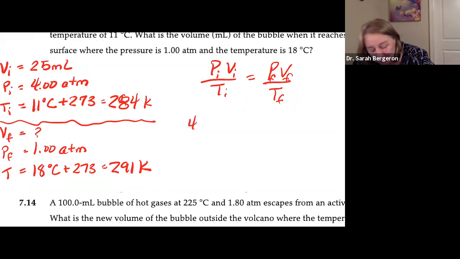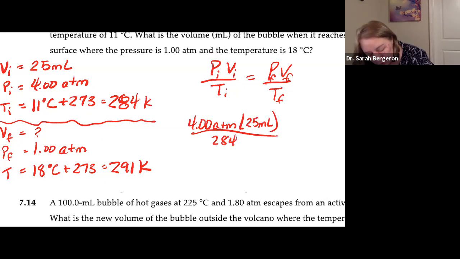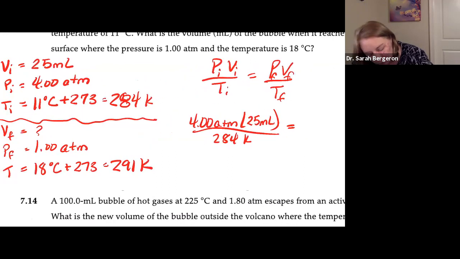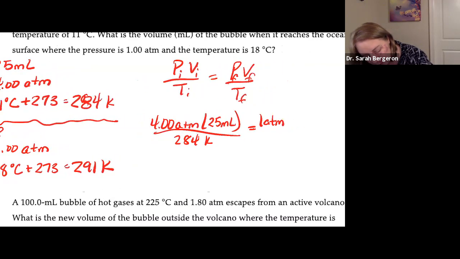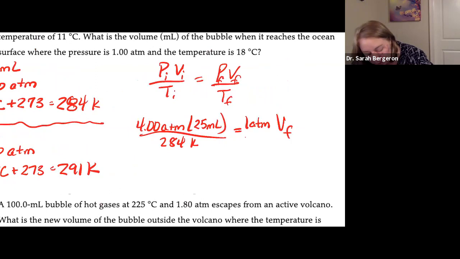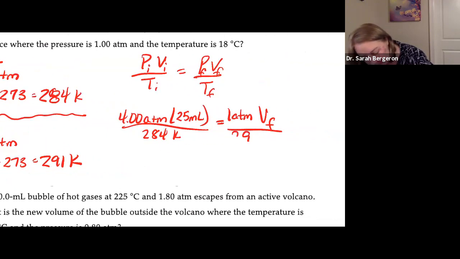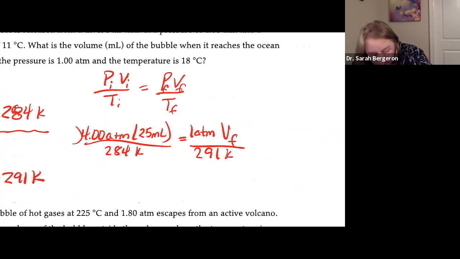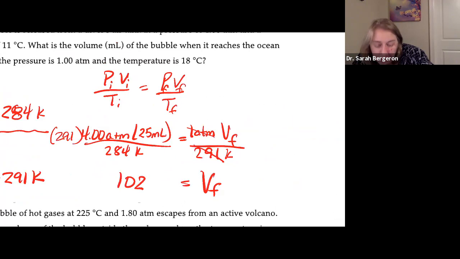All right, so my initial was 4 atm. My initial volume, 25. My initial temperature, 284 Kelvin, okay, is equal to pressure final, 1 atm. And then my final volume was my unknown, and then I had 291 Kelvin, okay? So what I need to do is to cross multiply, so I'm going to end up with 291 over here, right? And that's just one, so we don't have to worry about it. So my final volume is, if you put this all into the calculator, I got 102 milliliters, okay?